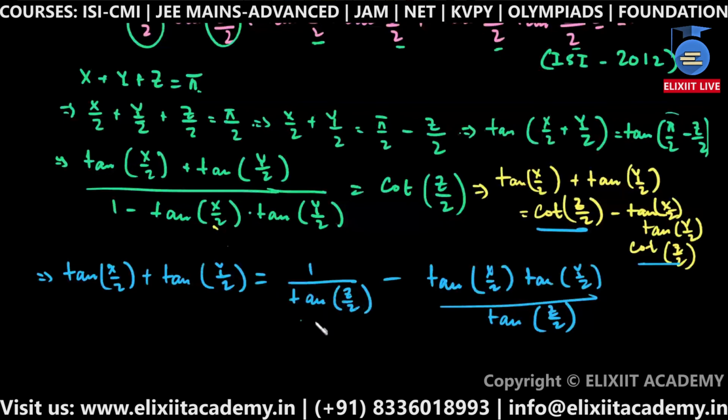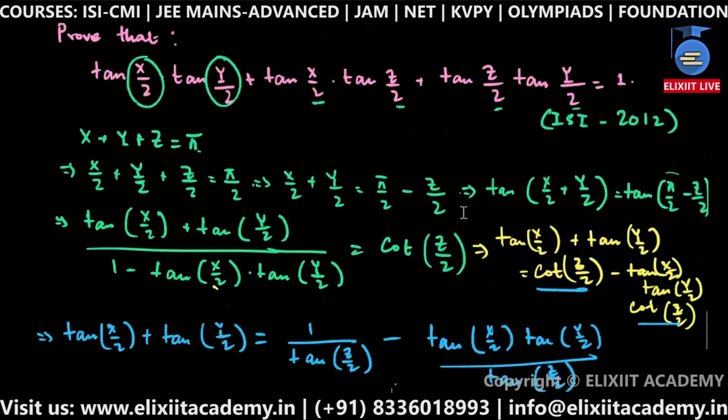So the denominator is now common, tan z by 2, tan z by 2. We can write this as 1 minus tan x by 2 into tan y by 2, divided by tan z by 2. Denominator is common. So is the pattern coming? What do we actually need to prove? We need to prove tan x by 2 into tan y by 2 plus tan x by 2 into tan z by 2 plus tan z by 2 into tan y by 2 is equal to 1.